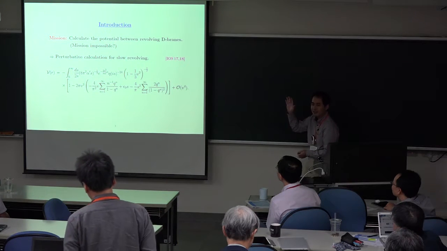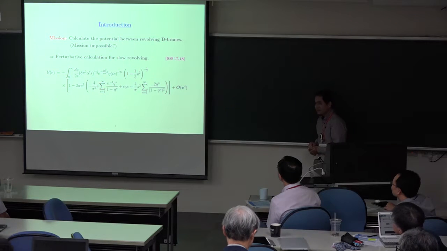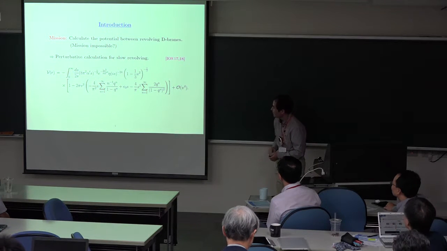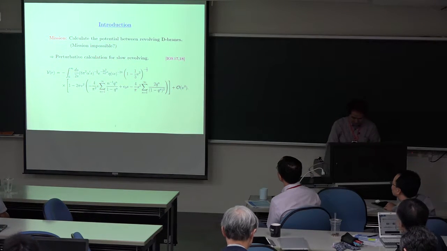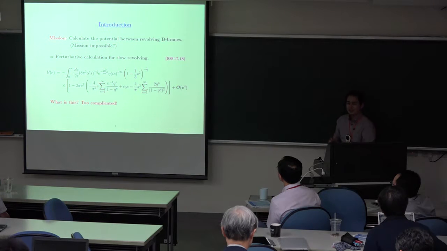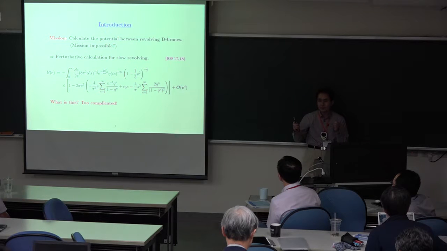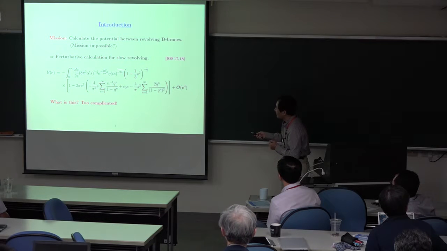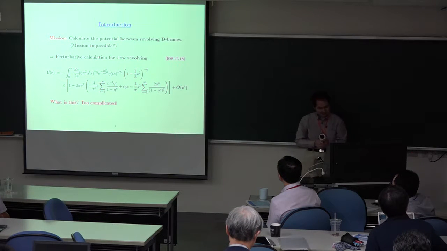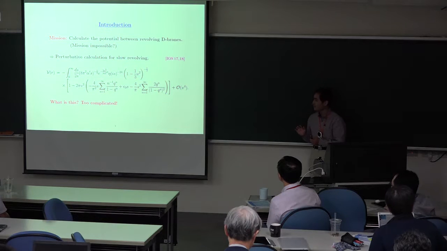Actually, I like this formula. This is rather non-trivial, and still a rather compact expression. But people say that it's too complicated. They're complaining. And actually, this is not so useful, because even though we want to extract some information about, for example, the possibility of a bound state, it's too complicated to say something from this. So we have to do something else.